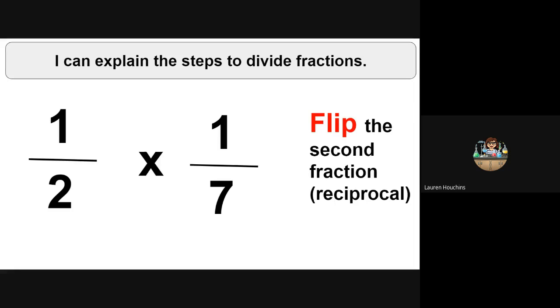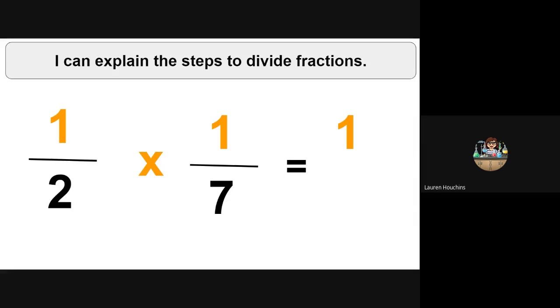Multiply straight across. 1 times 1 is 1. 2 times 7 is 14. So our answer would be 1/14. So, like in our example, if I had 1/2 bag of candy and I wanted to split it between 7 students, each student would get 1/14 of the bag.